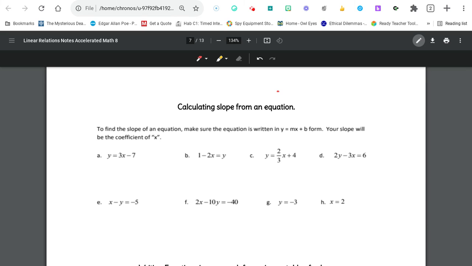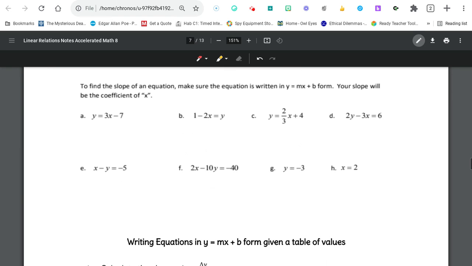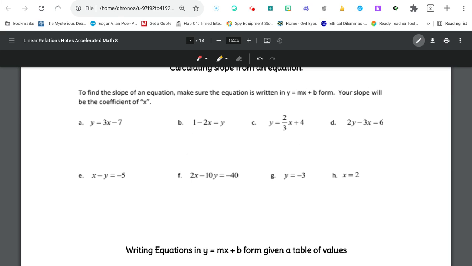All right, I want to go over how to calculate slope from an equation, which we already talked about on the board yesterday, but I told you all to work on A through H. Let's see if you got it correct.